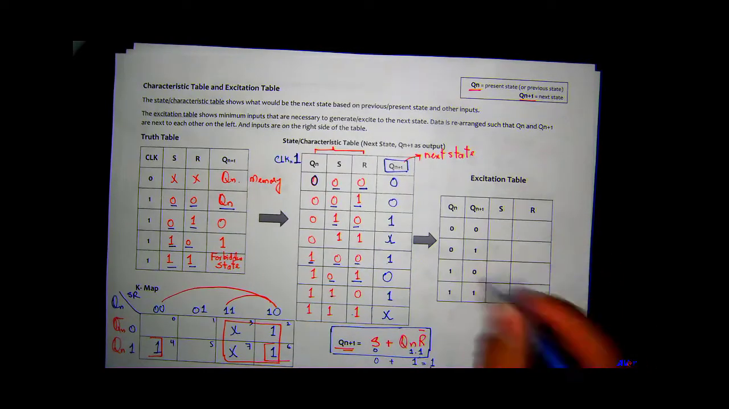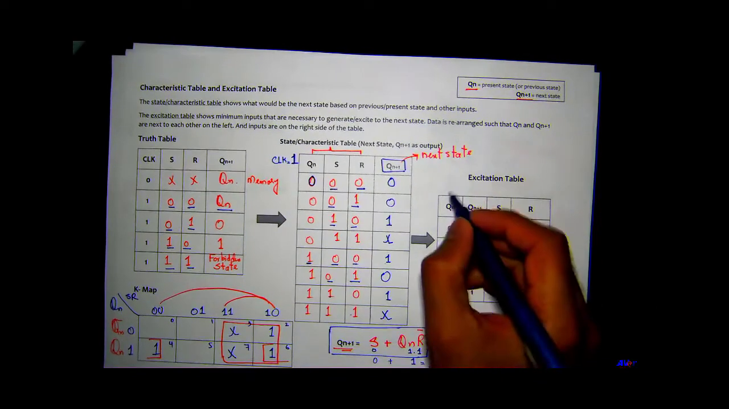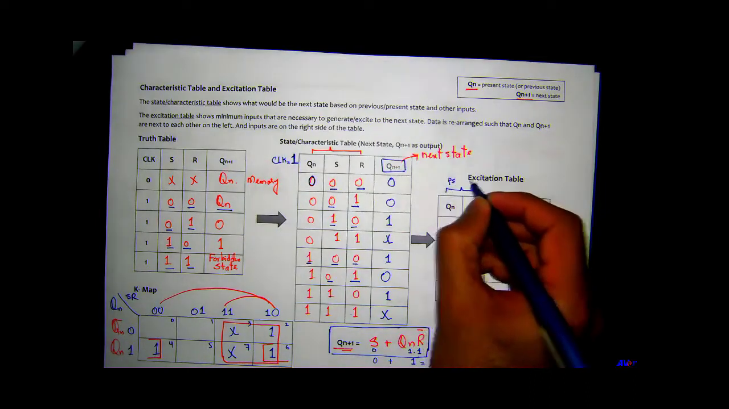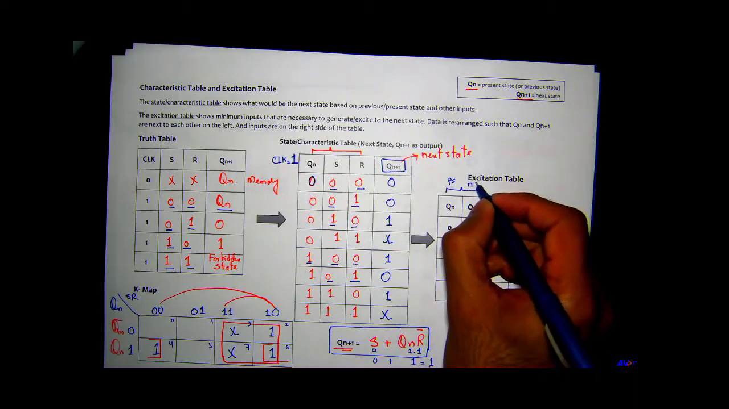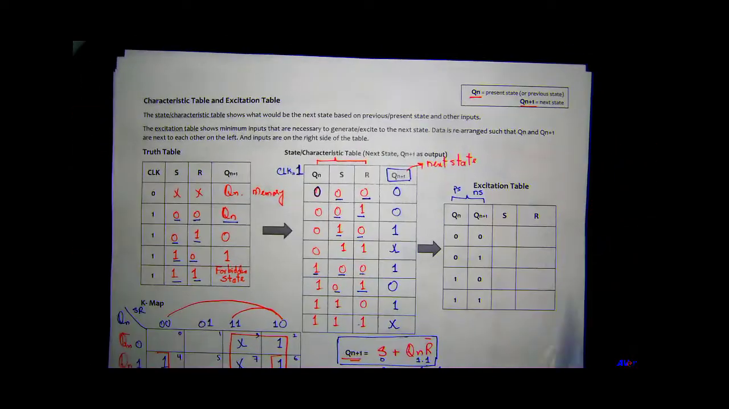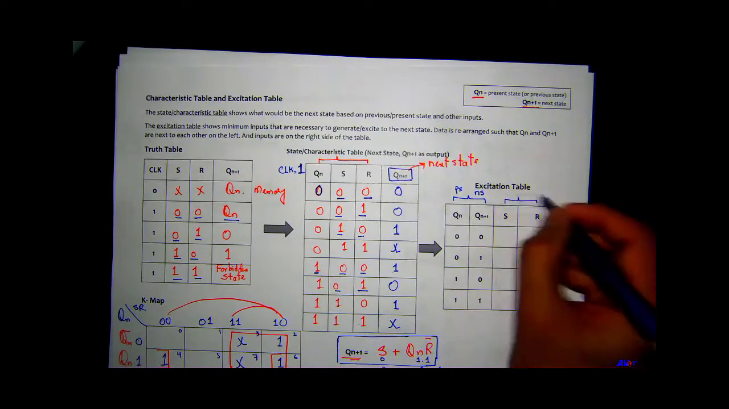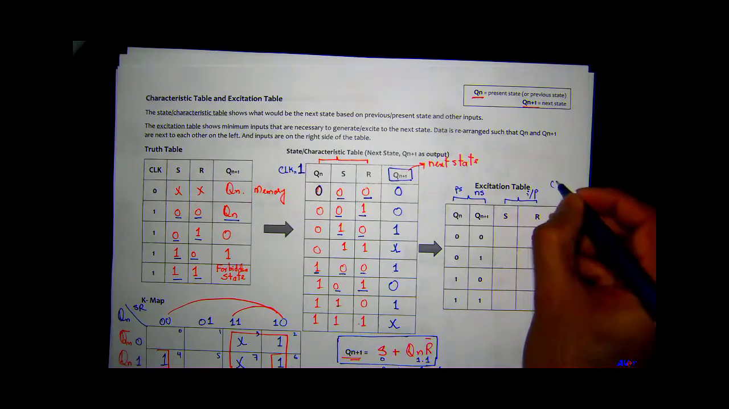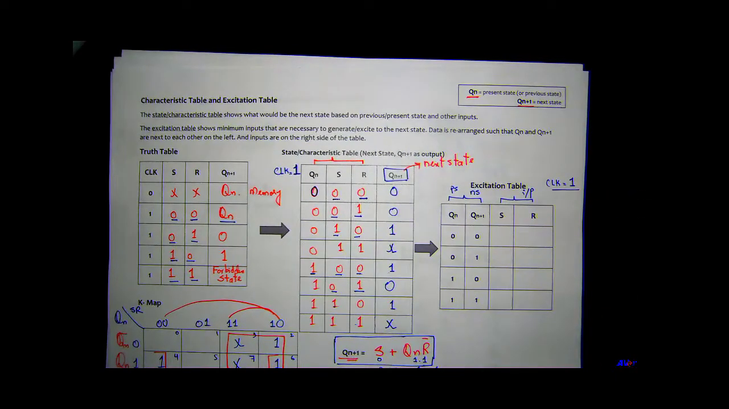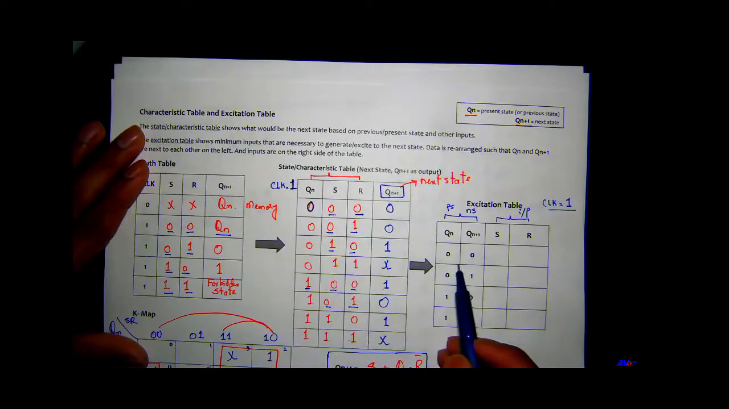Okay, all right. Excitation table. In an excitation table, you actually put your present state and next state right next to each other. So this is your present state or previous state, and this is your next state. These two go right next to each other, followed by the inputs. The inputs are S and R. Again, we're going to assume that clock, which is also an input, is going to be 1 at all times. Now, using the state table, the characteristic table, we are going to derive the excitation table.